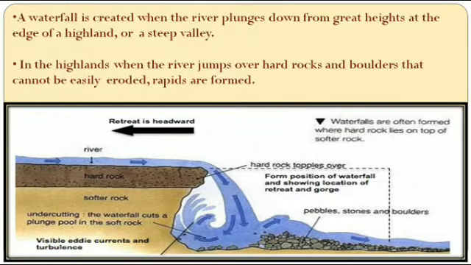In the highlands, when the river jumps over hard rocks and boulders that cannot be easily eroded, rapids are formed. This picture shows you that soft rock is being cut down and eroded from one particular part towards the other part. Pebbles, stones and boulders are carried to other parts. Hope you have understood this picture.